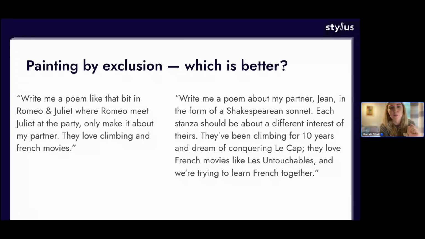You might just ask it to write you a poem like a bit in Romeo and Juliet where he meets Juliet at the party, but make it about your partner who loves climbing in French movies. Or you might be super specific and say that the stanzas should each follow a different topic, and here are some specific facts that you might want it to include, and here is the form that you want it to take. Shakespearean sonnet is a great example of context that it will have been trained on. It will know Shakespearean sonnets follow this particular structure.